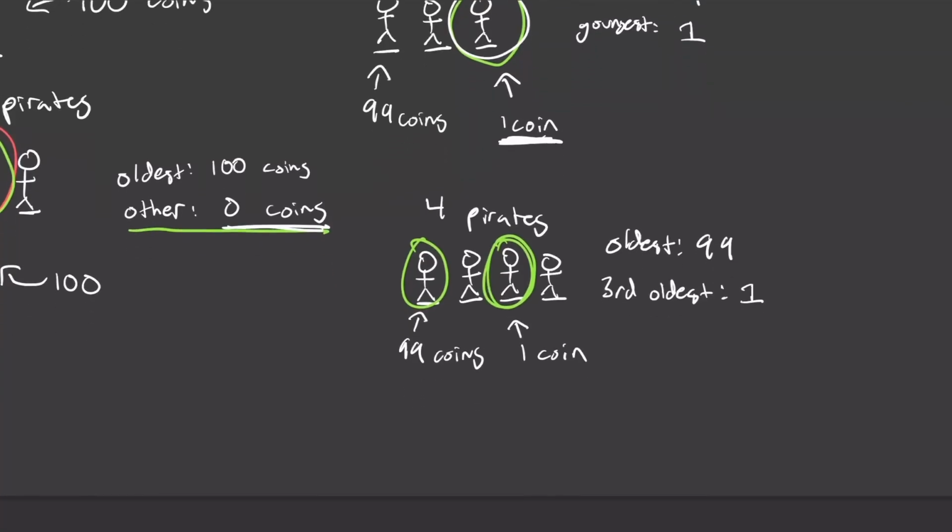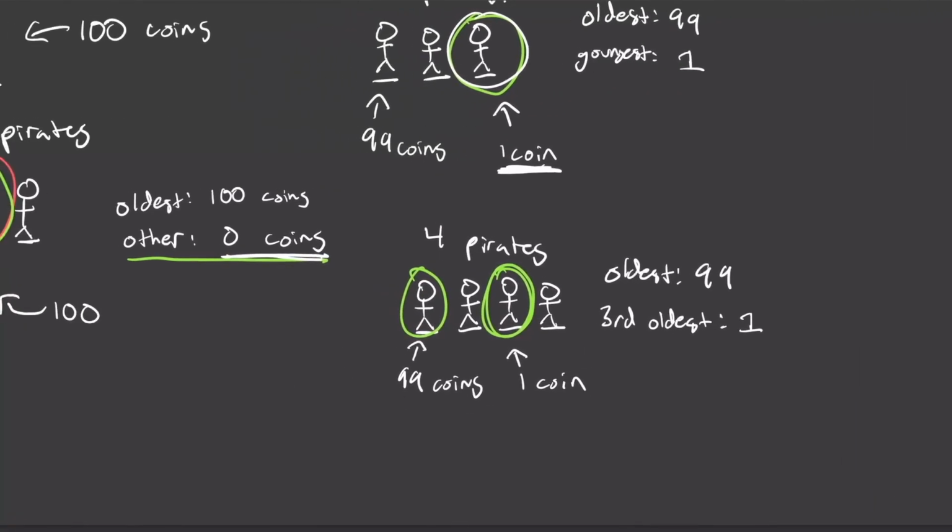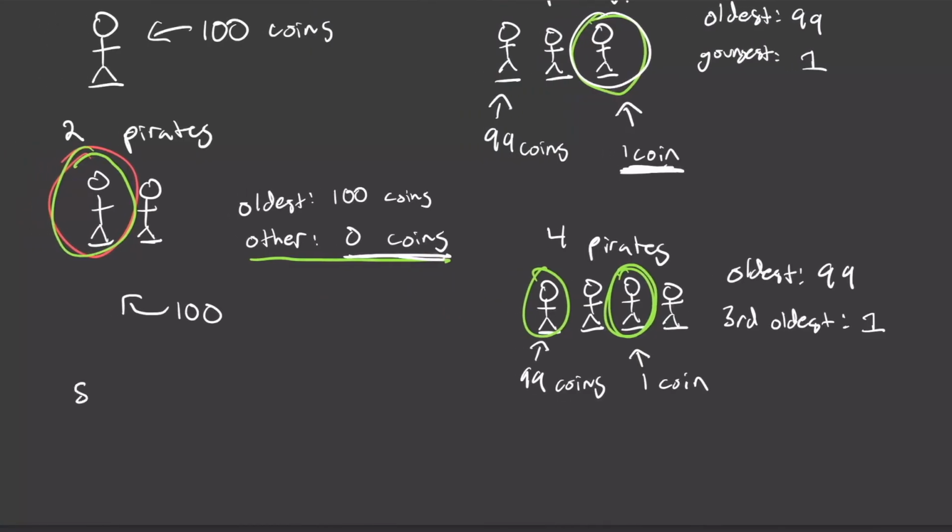Okay, so we figured out the distribution for 4 pirates, so now all we have to do is figure out the distribution for 5 pirates, which is what the question was actually asking us originally, right? And then that will basically end our search for the distribution. So these are our 5 pirates here. This is the oldest, second oldest, third oldest, fourth oldest, and the youngest here.